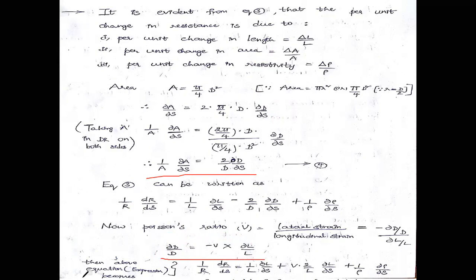Okay, then the above equation, the expression will become the same: 1 by R dR by dS is equal to 1 by L dou L by dou S plus V into 2 by, dou D by dou S term undi kadamma, dou D by dou S.